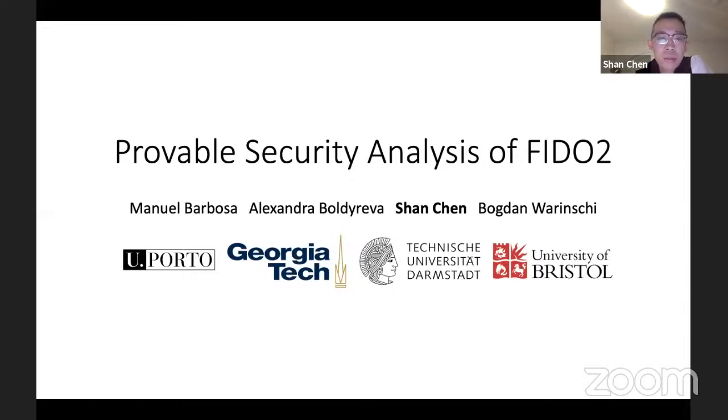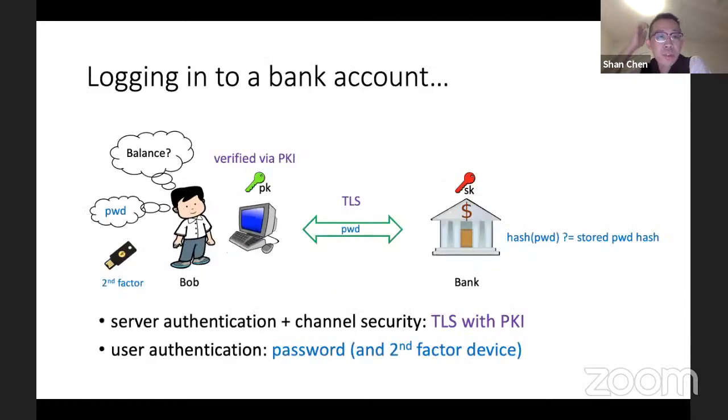I'm sorry that this may go a little bit fast, but with this short time, I cannot do better. Okay. So let's first see the motivation here. Suppose you'd like to log into a bank account and check your balance. Then in practice, you would use your computer to build a TLS channel to the bank server. And this will give you server authentication and channel security. And to authenticate the user, the server may require the user to provide his password through this TLS channel. And this will give the bank user authentication.